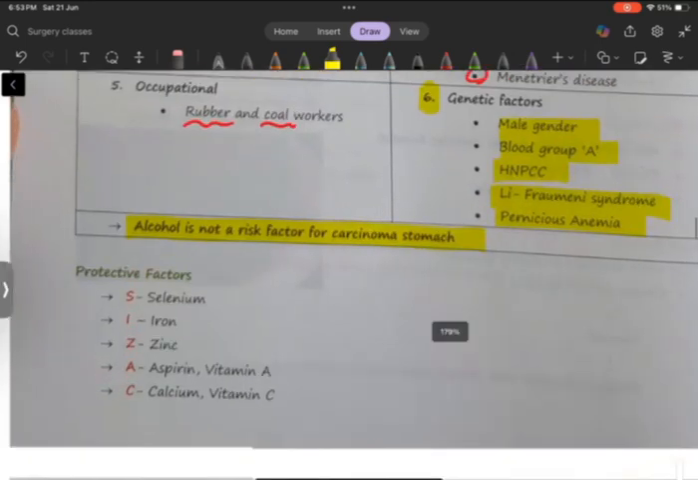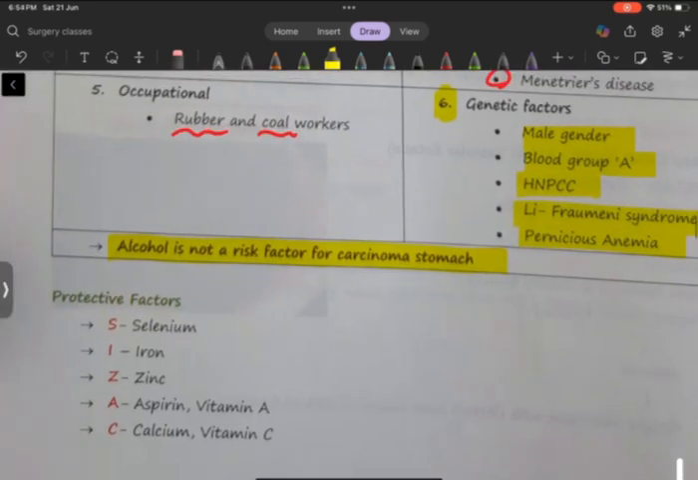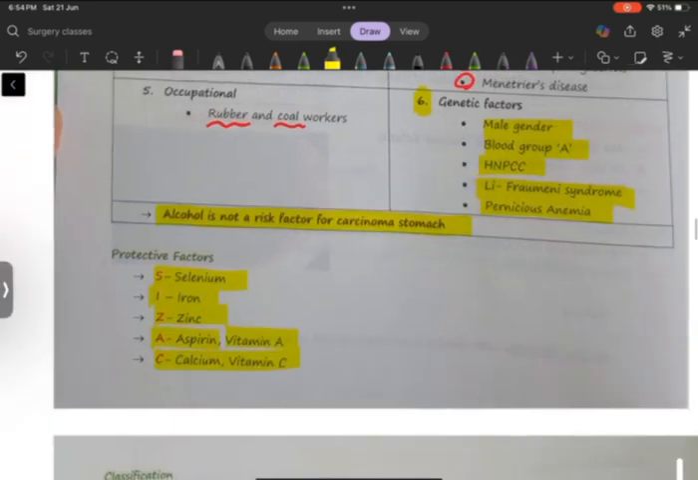Okay, so what are the protective factors? Risk factors we know. What are the protective factors? Iron, zinc, selenium, and usually aspirin, vitamin A, because of antioxidants. Other than that, calcium and vitamin C are known to be protective factors for CA stomach.